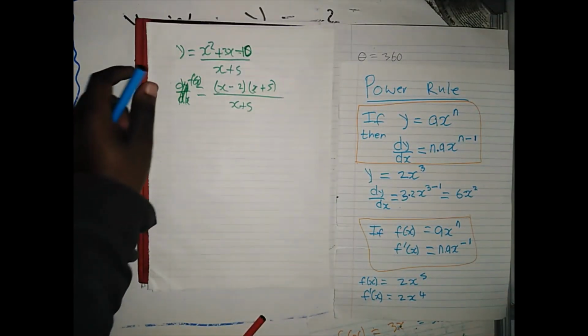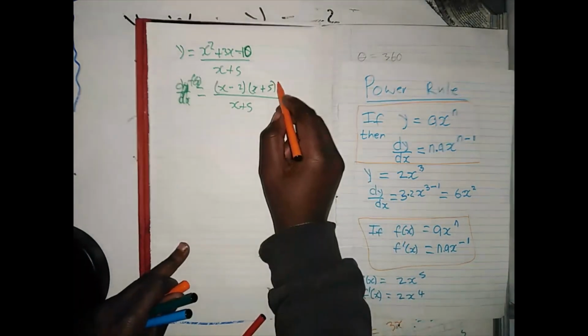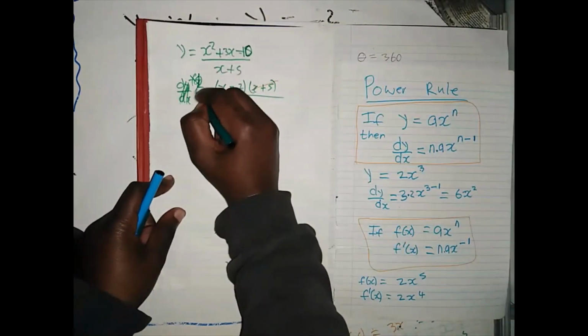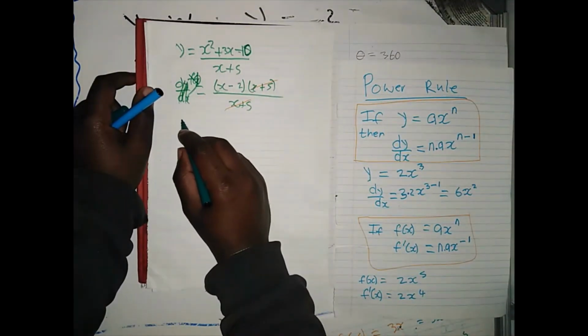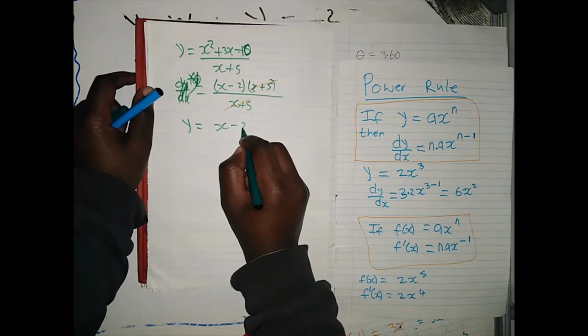So this will then cancel this one. Can you see that? And then you will remain with, this is not f at x, this is y, because they call it y here. So you haven't even found the derivative yet, so y is now x minus 2.